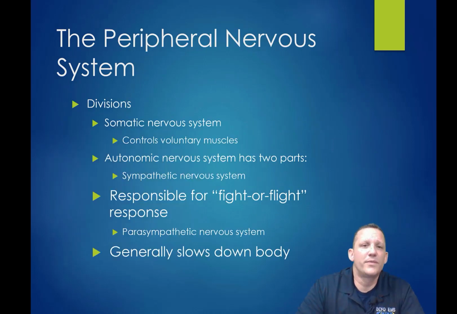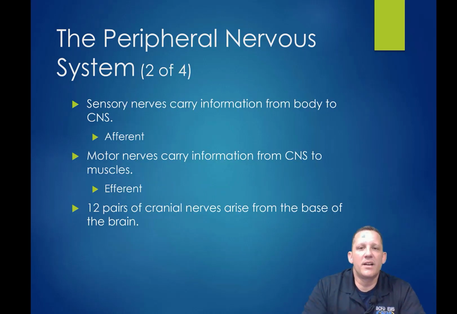Now, when we're talking about the peripheral nervous system, the divisions are the somatic nervous system, which controls the voluntary muscles, and the autonomic nervous system, which has two parts, right? That's the sympathetic nervous system, which is your response for fight or flight, and then the parasympathetic nervous system, which slows down the body. When I learned it, it was the feed and breed. Sensory nerves carry information from the body, right? Again, this is what I want everybody to remember, the affect versus the effect. So your sensory nerves have that sensation of flame against skin, and then the motor nerves carry that information, causing you to withdraw from the flame.